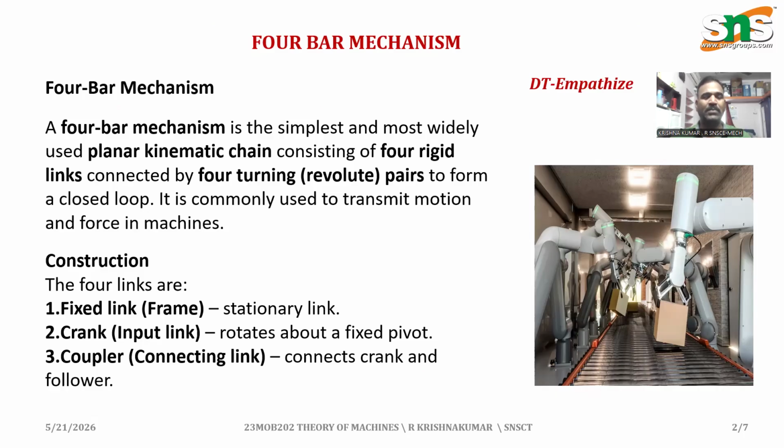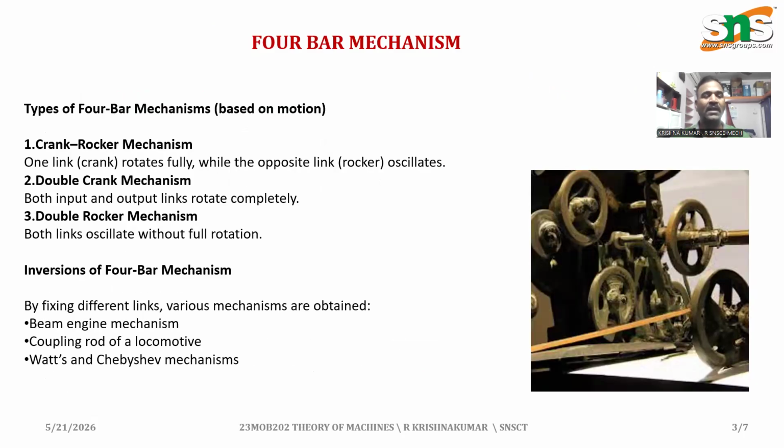The mechanism operates on the principle of constrained motion, which ensures that the motion of all links remains fixed and controlled. Depending upon the length of the links and the link selected as the fixed link, different types of motion can be obtained. Construction: the four links are the fixed link, or frame, which is stationary; the crank, the input link, which rotates about a fixed pivot; and the coupler, the connecting link, which connects the crank and follower. Types of 4-bar mechanism based on motion.